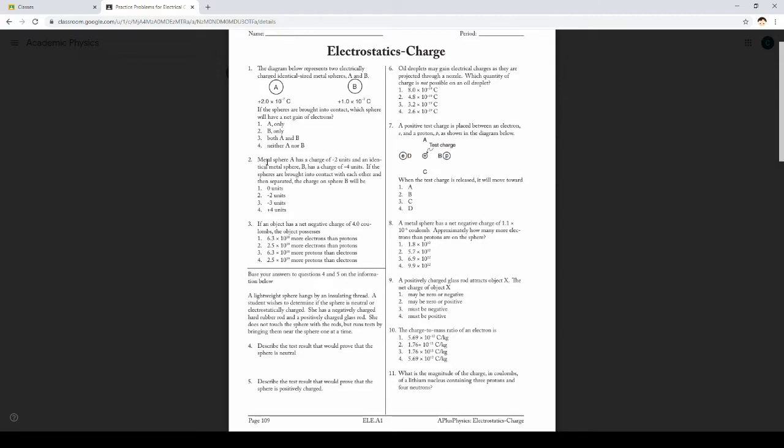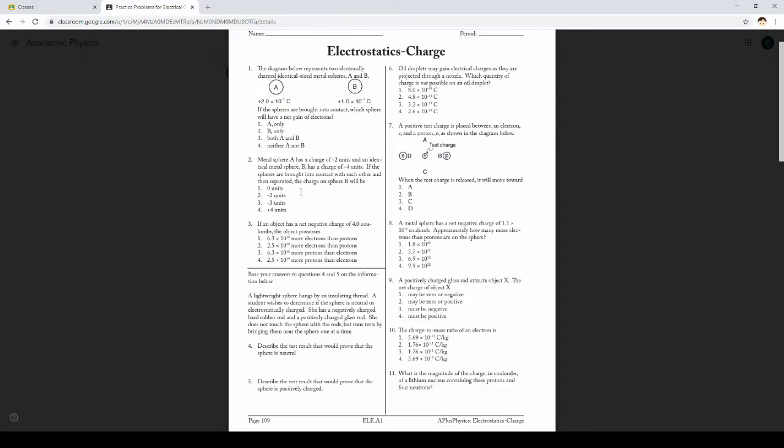Number 2. Metal sphere A has a charge of negative 2 units, and an identical sphere B has a charge of negative 4 units. If the spheres are brought into contact with each other and then separated, the charge on sphere B will be, we have a net charge of negative 2 on sphere A, negative 4 on sphere B. Together, that makes a net charge of negative 6, but it is divided amongst sphere A and B. Because they are identical, it is an even distribution, so the answer is going to be 3, negative 3 units.